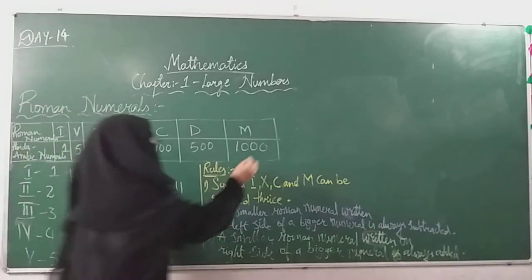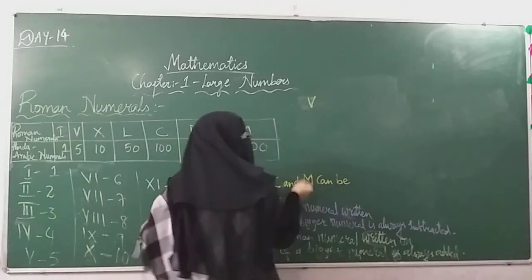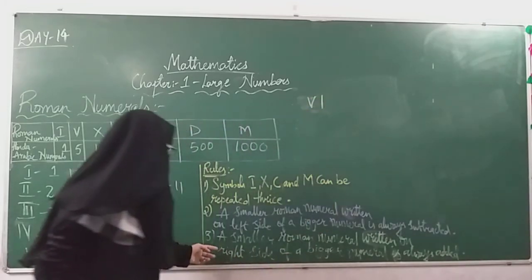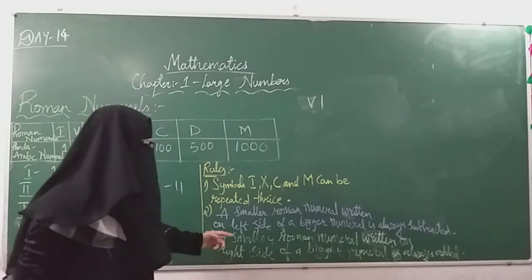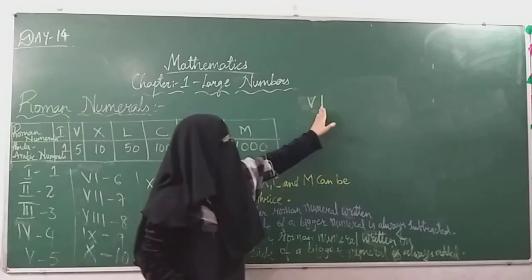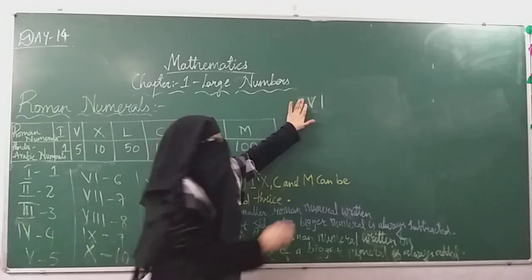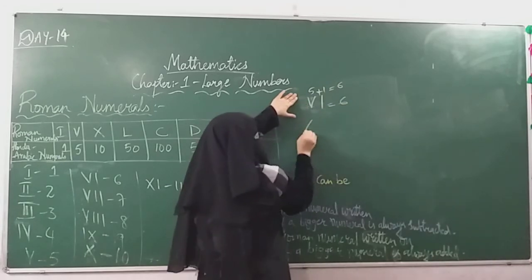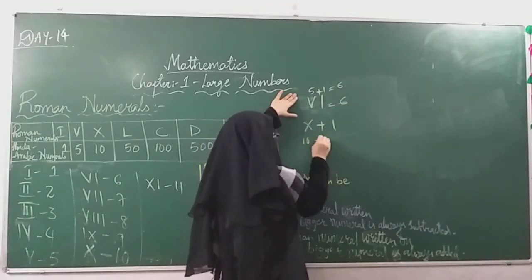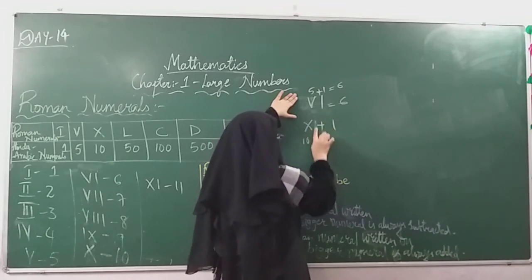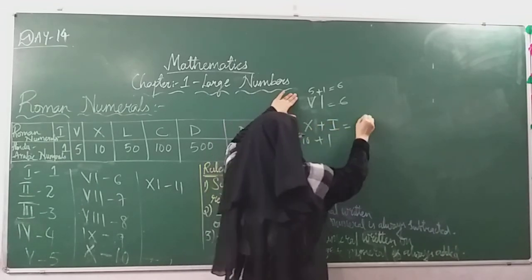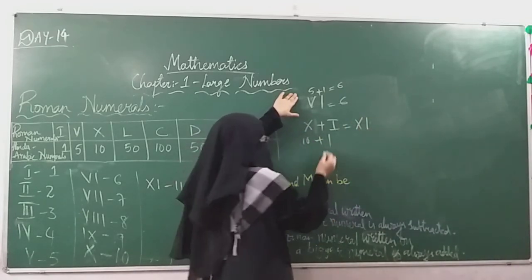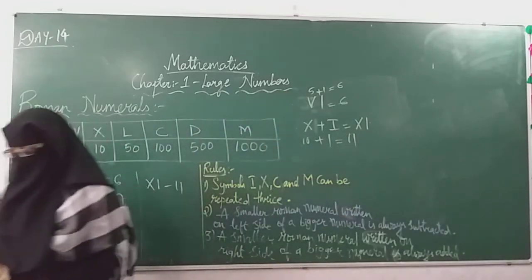We will see this one. If I take V and write 1 after V, that means we are using rule 3 here. A smaller Roman numeral written on the right side of a bigger numeral is always added. This is 5 plus 1, which is 6. Same for 10 also: 10 plus 1. I am adding I. 10 plus 1 is 11. So we have to write it after the bigger numeral, on the right side of the bigger numeral. So this is 11. Understood?